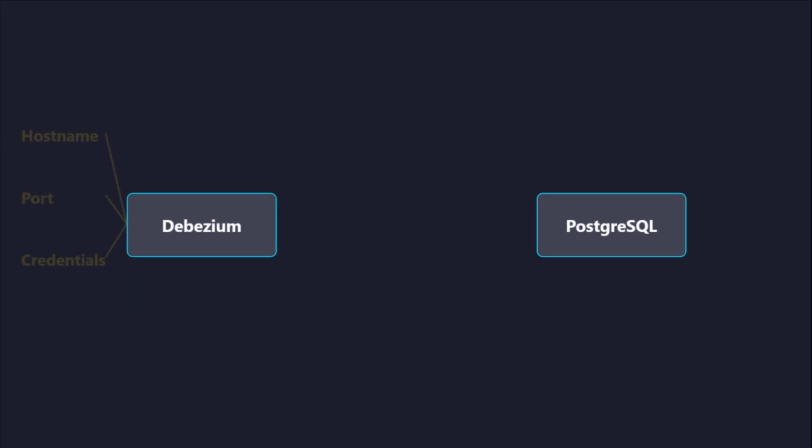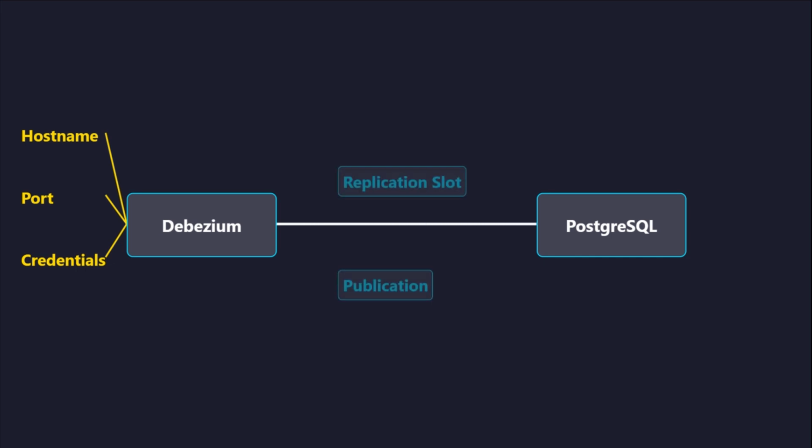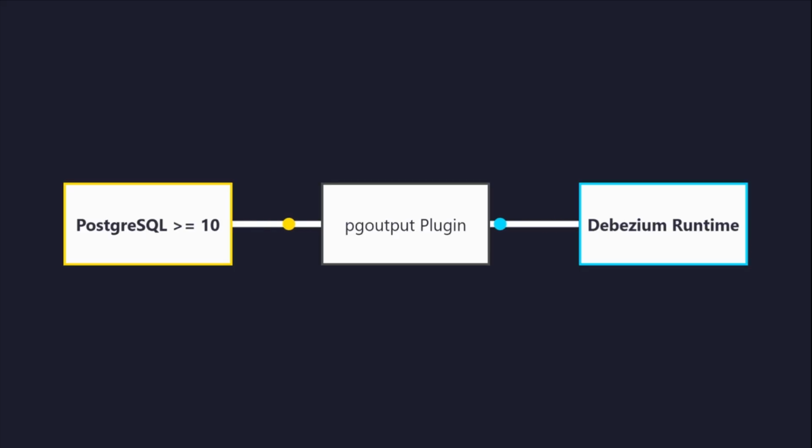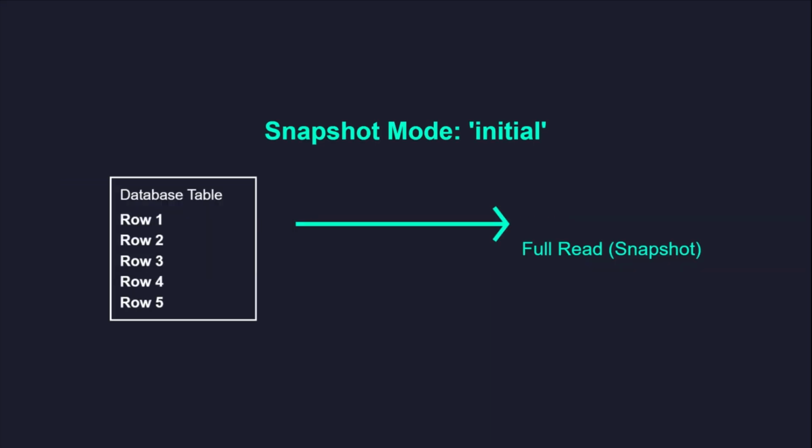Configure the Debezium Postgres connector by providing the database hostname, port, and credentials. You must also specify the name of the logical replication slot and the publication created in the previous steps to establish a stable connection. Set the plugin name property to pgoutput in the connector configuration. This is the standard logical decoding plugin for Postgres versions 10 and higher, enabling efficient communication between the database engine and the Debezium connector runtime environment.